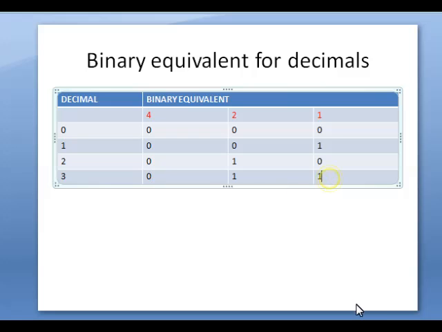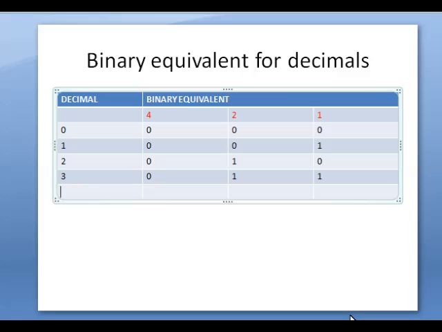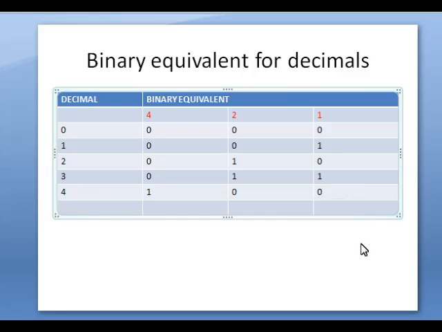Now we are going to see the binary equivalent of 4. Here the 4 is there. यहाँ पे 4 है, so it is 1 and all the others are 0. So it is 1, 0, 0. The next one is 5. How will you write the binary equivalent for 5? That is 4 plus 1 is 5. So in the fourth place you have to put 1, in the one's place also you have to put 1, and here it is 0. So the binary equivalent of 5 is 1, 0, 1.